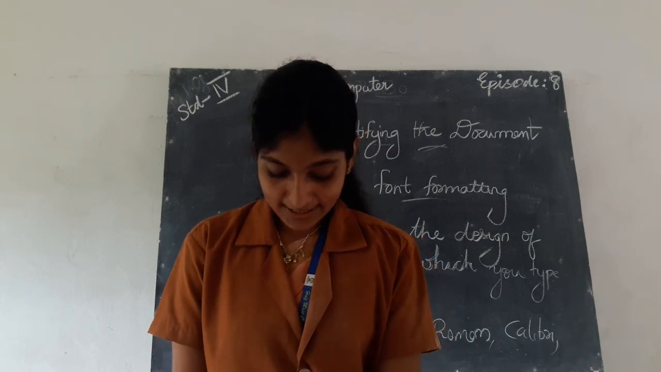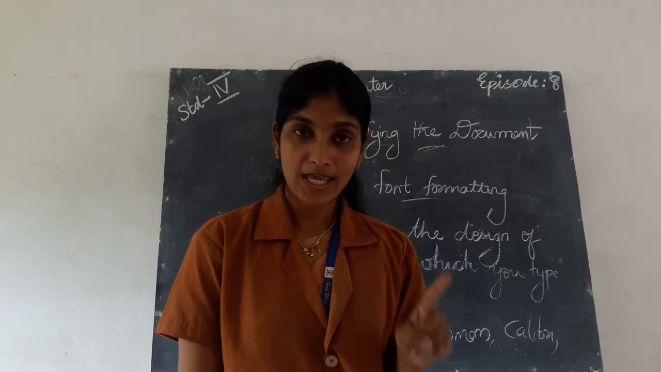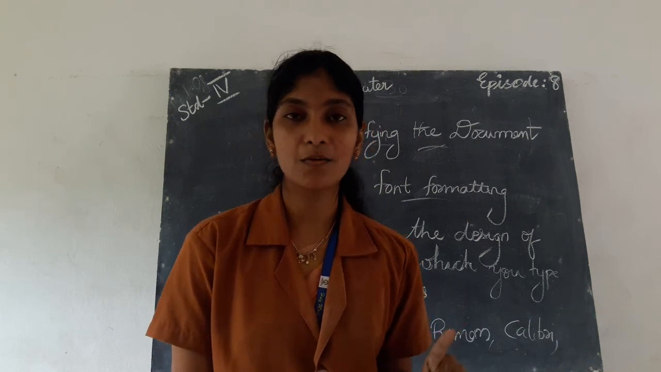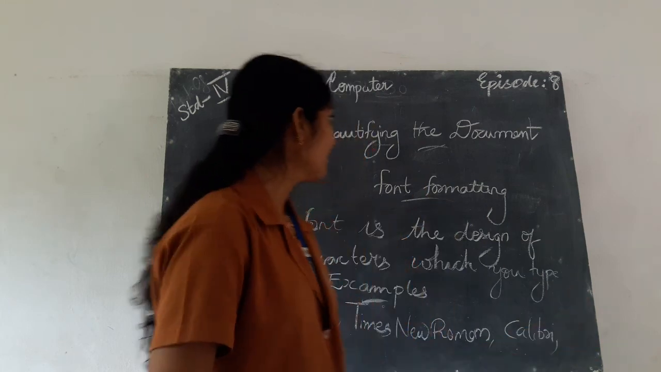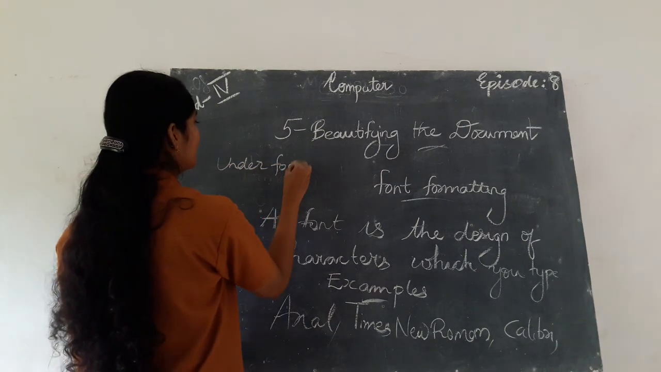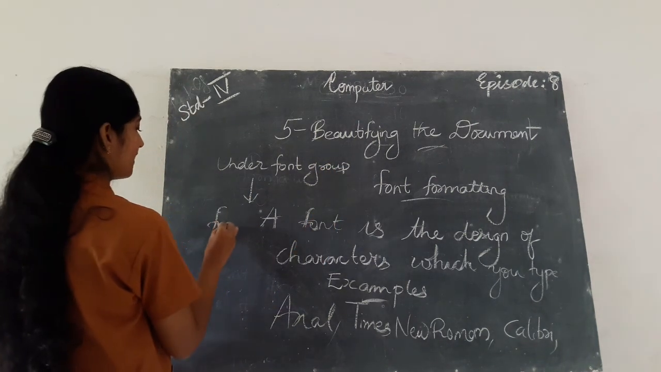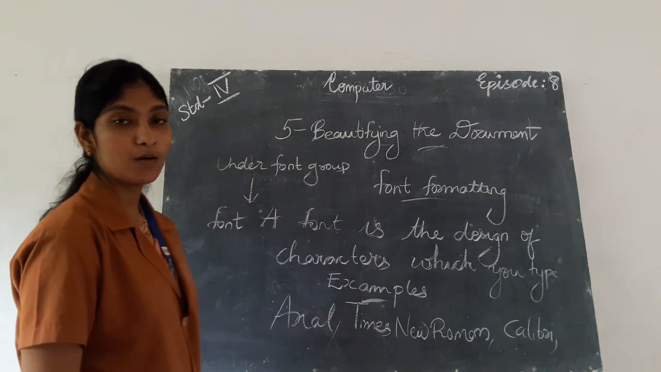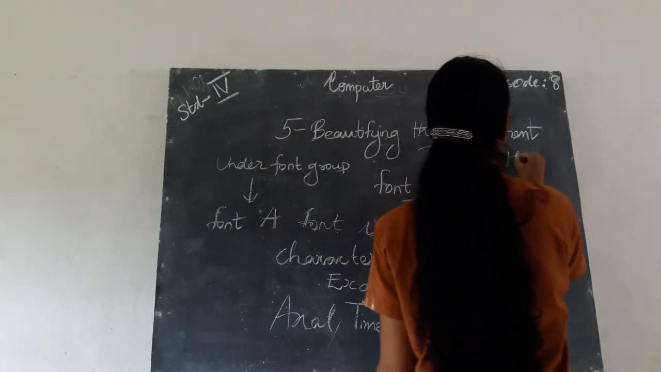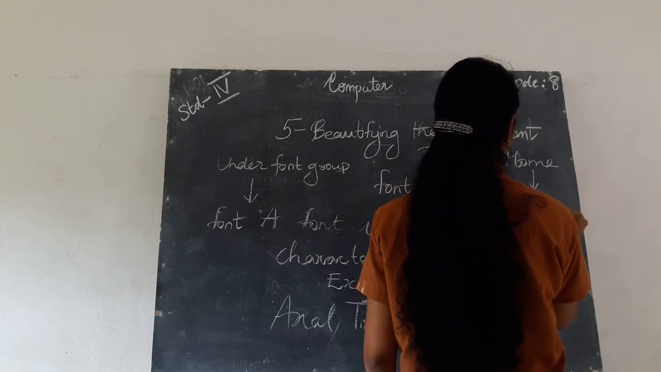The various font related options are under the font group and the paragraph group under the Home tab. Under the font group, various types of fonts are available. Then under the Home tab, you can align the paragraph, as the paragraph group is available.